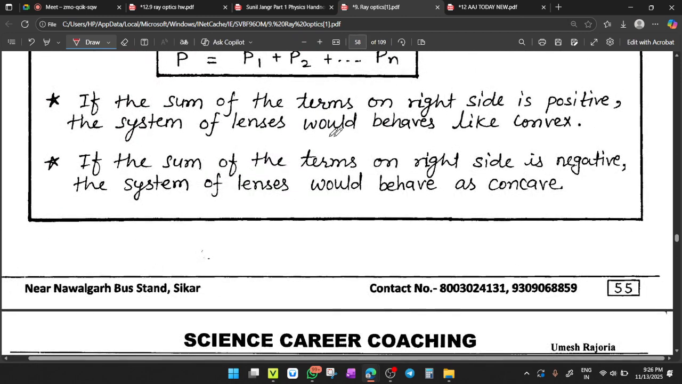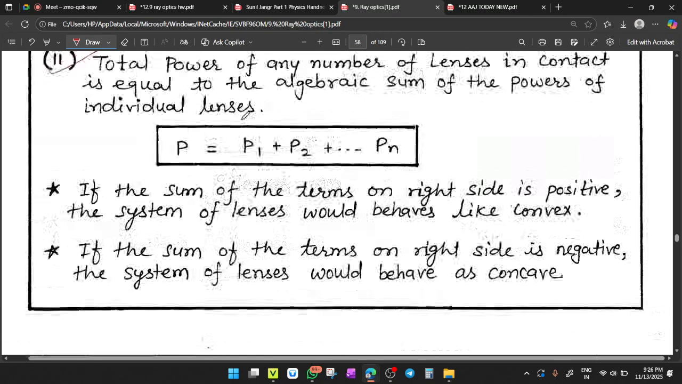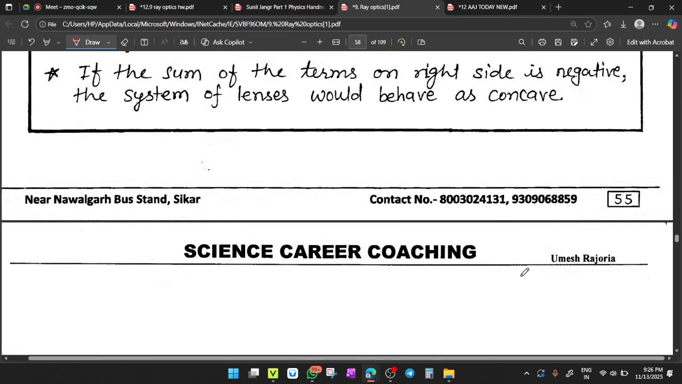Then if the sum of the terms on the right side is positive, this means the system of lenses behaves like a convex lens. When the total power or total focal length becomes positive, it means the system has positive focal length, so it behaves like a convex lens. And if the sum of the terms on the right side is negative, the system would behave like a concave lens because the total focal length will be negative. Clear?